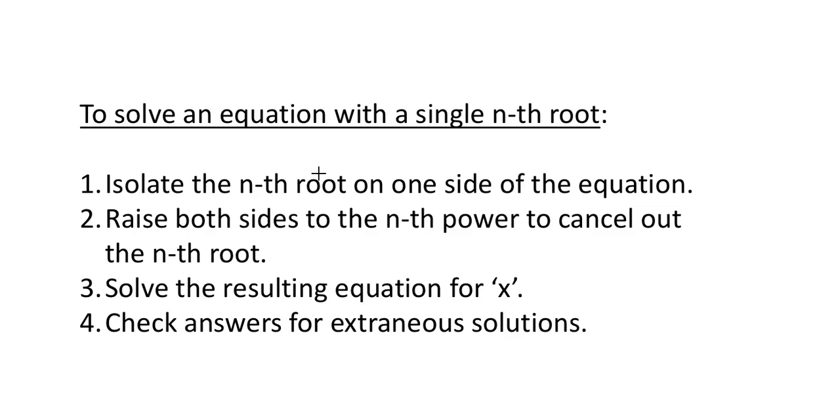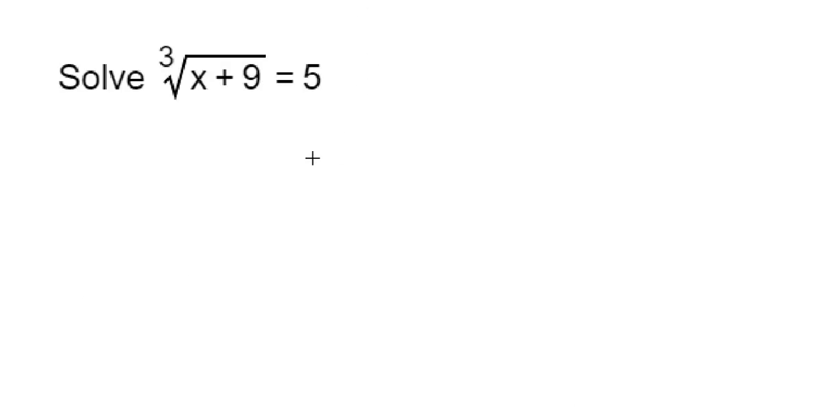Now, if it's an odd root, I don't think you can have extraneous solutions, but it's just a good idea to check anyways, just in case. So we'll still use step 4 here, which is check our answers to make sure they actually work. All right, so let's take a look at a problem like this. So step 1 is already done for me. Isolate the radical on one side of the equation. So the cube root is already by itself on the left-hand side.